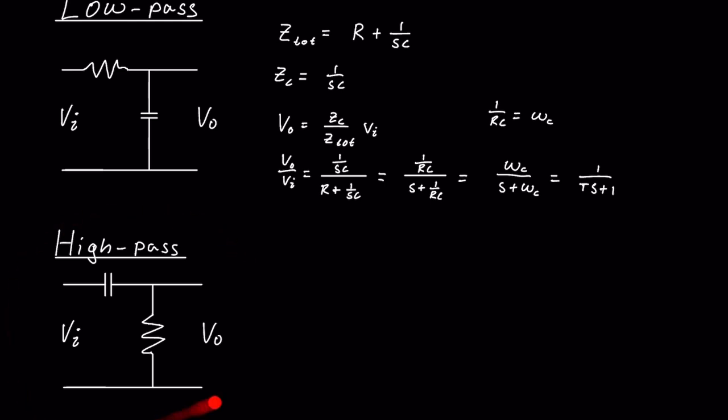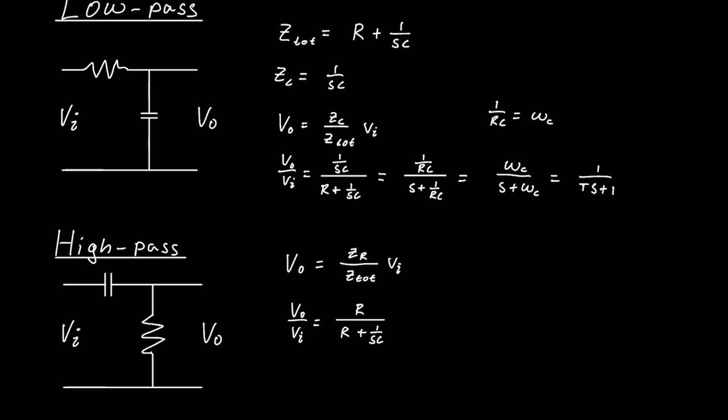And we can do the same for the high pass filter. So then we would still have that Vo is equal to Z, and now it's R because they have switched places, right? Over the total impedance, which is the same, and multiplied by Vi. Almost forgot that. So we can rearrange it, and we get that Vo over Vi is equal to R over R plus 1 over SC.